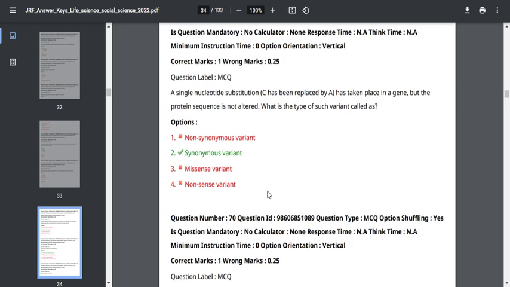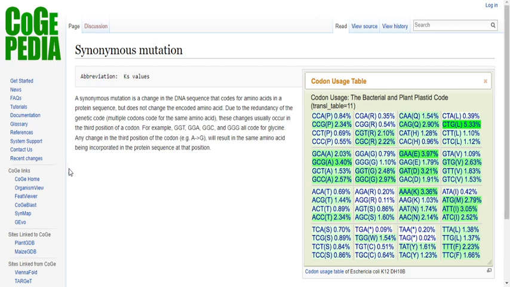A single nucleotide substitution, that is C has been replaced by A, has taken place in a gene, but the protein sequence is not altered. What is the type of variant? You can refer to this particular website, which gives us the synonymous variant. It is a change in the DNA sequence that codes for an amino acid in a protein sequence, but does not change the encoded amino acid. This is due to a property called redundancy of the genetic code.